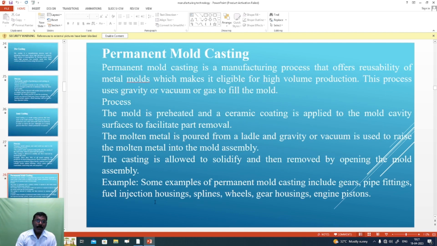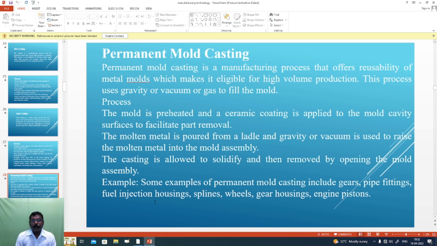Permanent mold casting. Permanent mold casting is a manufacturing process that uses reusable metal molds, which makes it suitable for high volume production. This process uses gravity, vacuum, or gas to fill the mold.